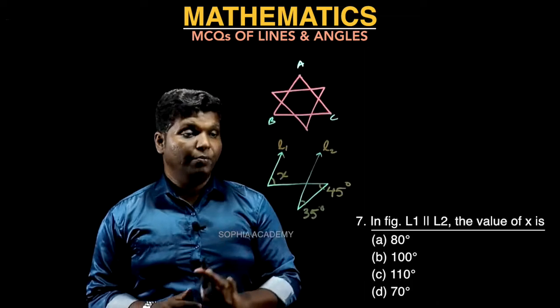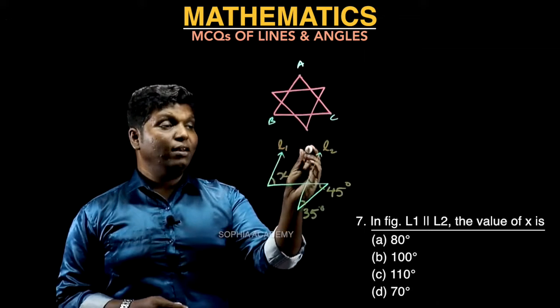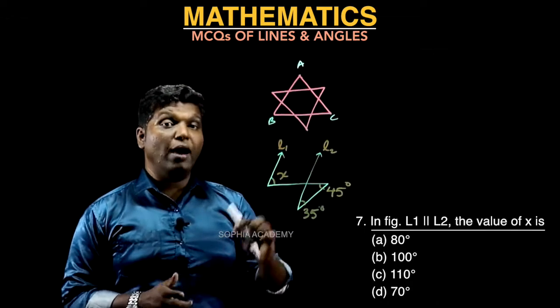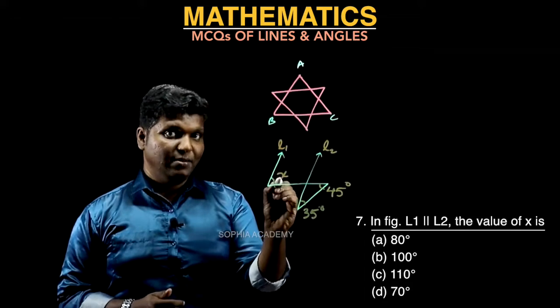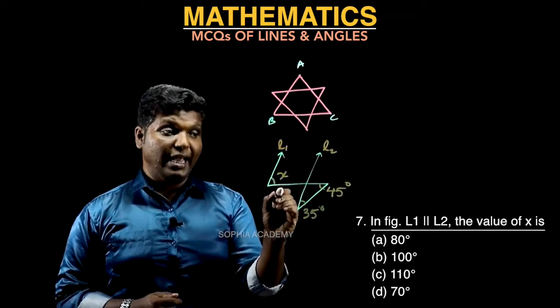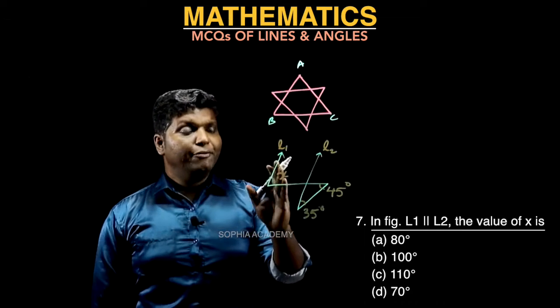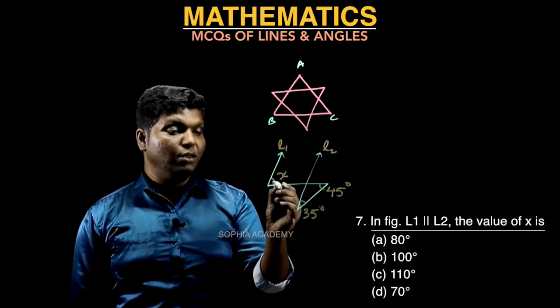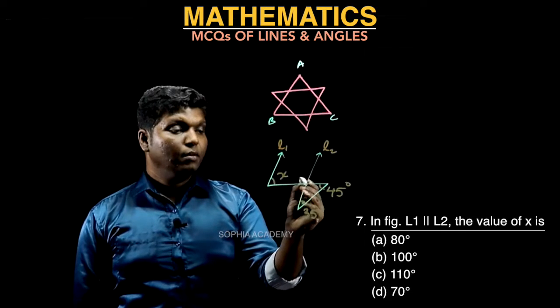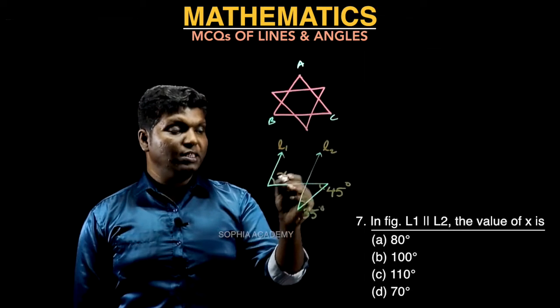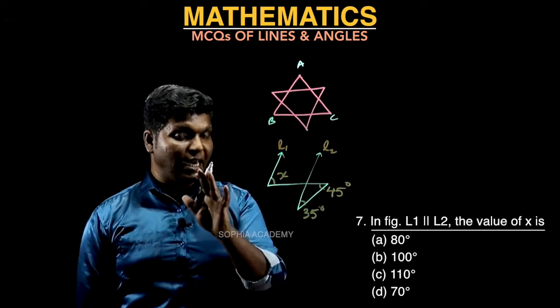So in this figure you can see that L1 and L2 are parallel to each other, and you have to find this X. The given thing is this is 45, here it is 35 given. See, when L1 and L2 are parallel to each other, what about this angle? These 2 angles are, because these are 2 parallel lines, and this is what we call the transversal, right?